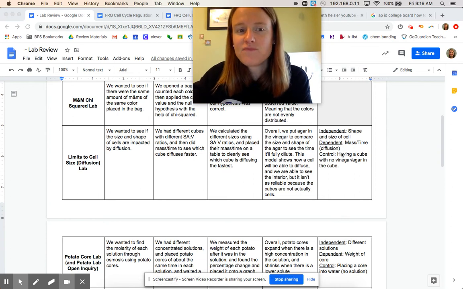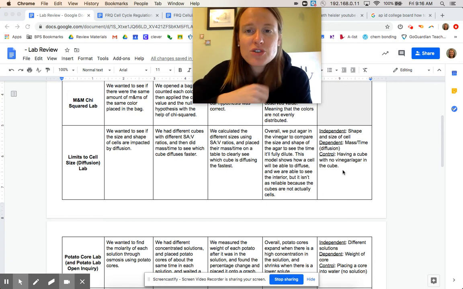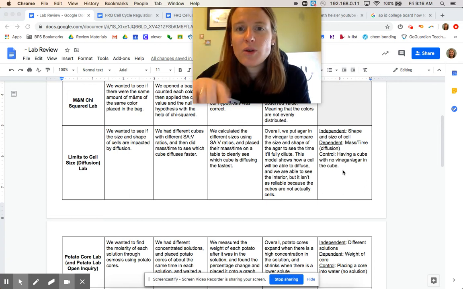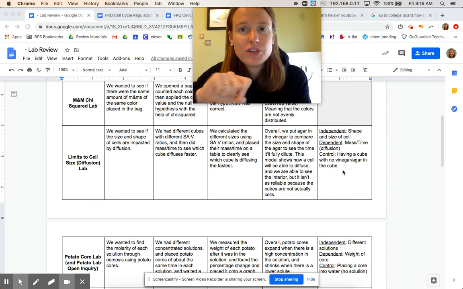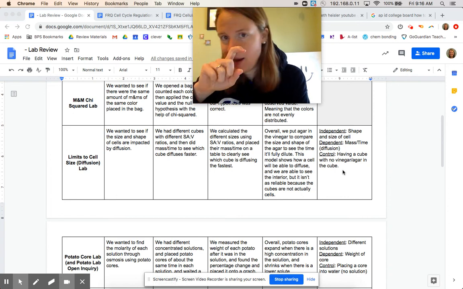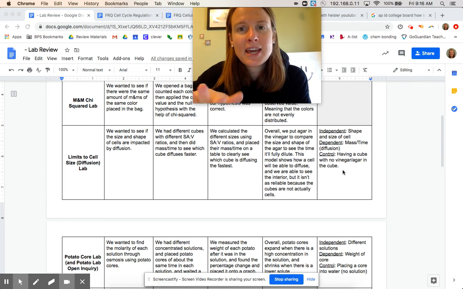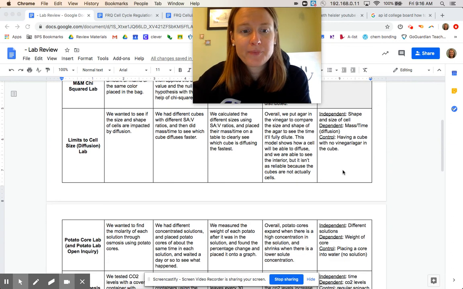So for the limits to cell size, appropriate controls that you could have said are the 1x1 cube that we used because we compared everything to that. You could also have said putting the agar into water to verify that the color change was due to diffusion and not just happening on its own. So anything in which you're comparing to validate the conclusion that you're trying to make, that's a good control.